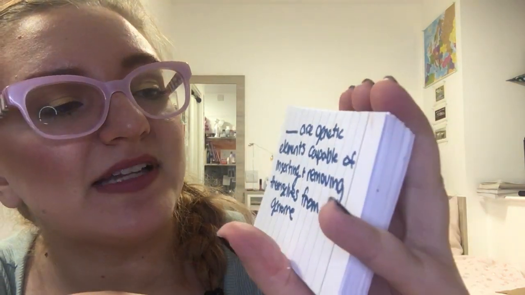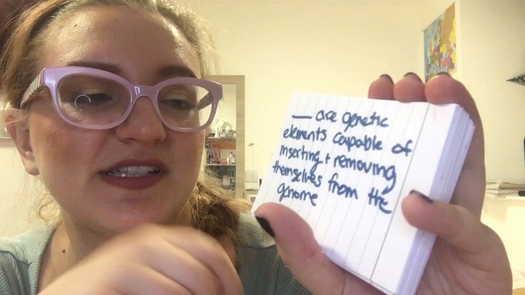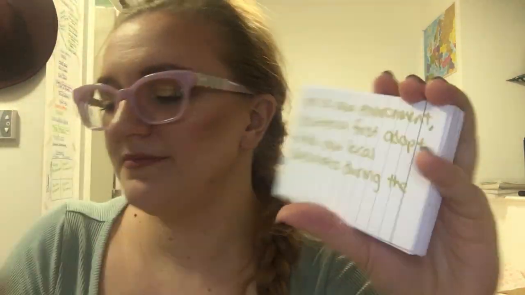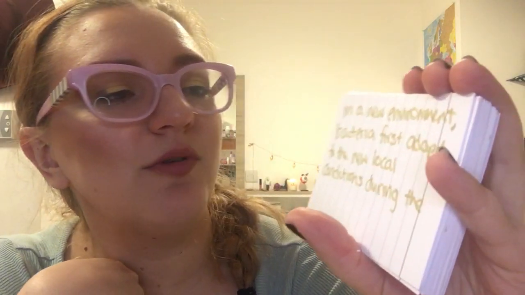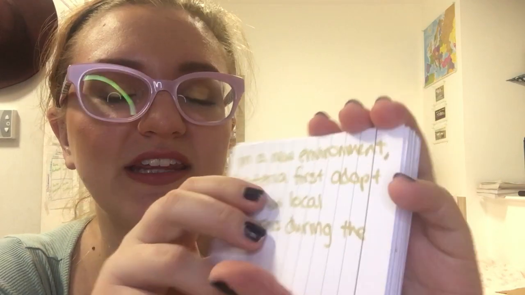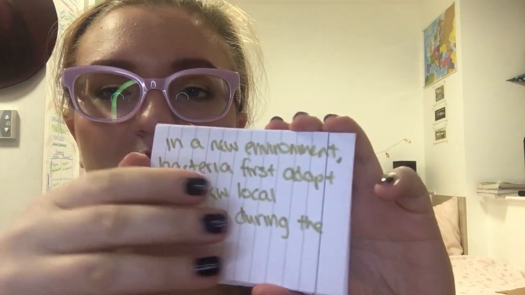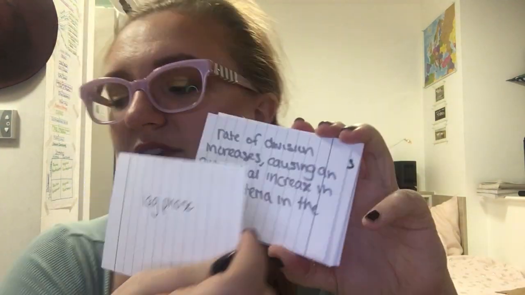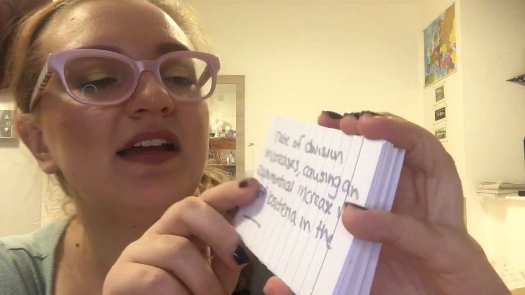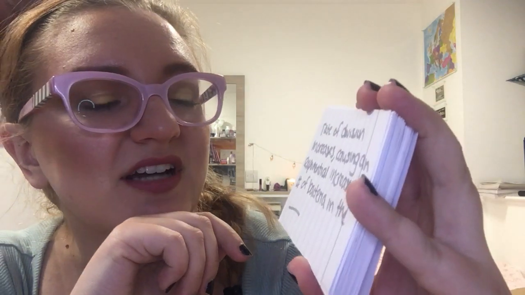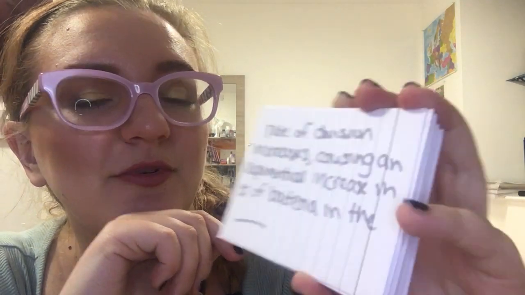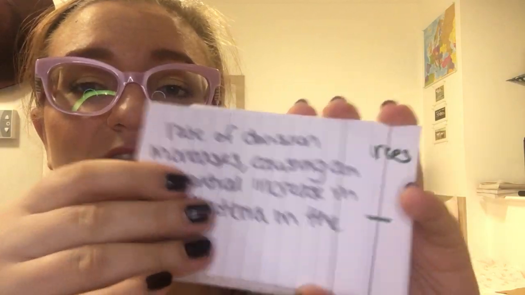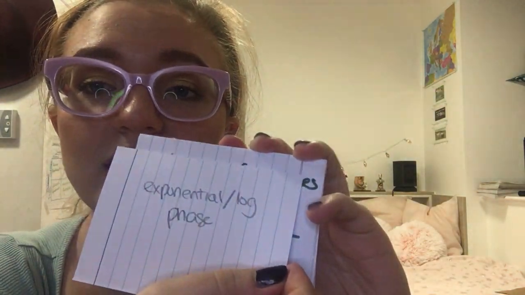Blank are genetic elements capable of inserting and removing themselves from the genome. Those are transposons. In a new environment, bacteria first adapt to the new local conditions during this, going into the life cycle of bacterium. So the first stage is the lag phase, when they're first adapting to a new environment. Rate of division increases, causing an exponential increase in the number of bacteria in this second phase, called the exponential or the log phase.